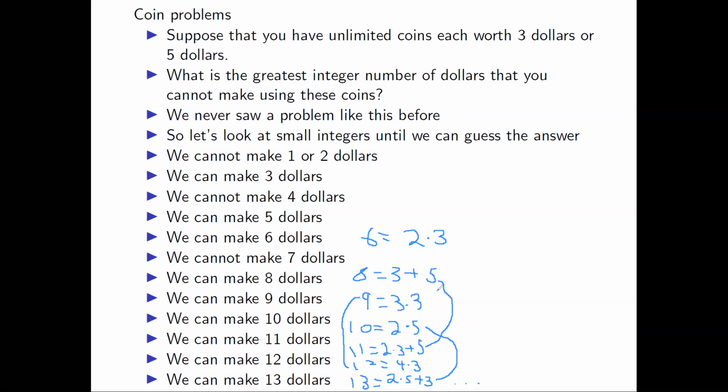So we can look at this pattern, and we can try to use this to prove that the answer we're looking for is 7. So the largest number of dollars that we cannot make using the coins, it looks like the answer is 7. We just need to prove that. So let's try to prove that using strong induction.